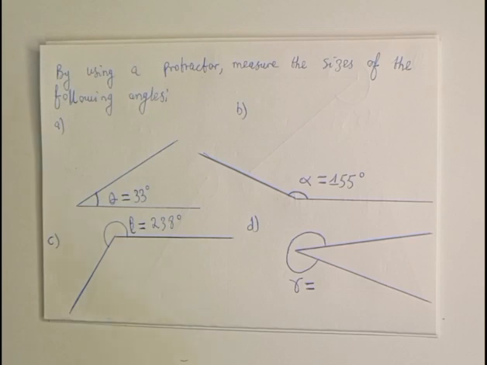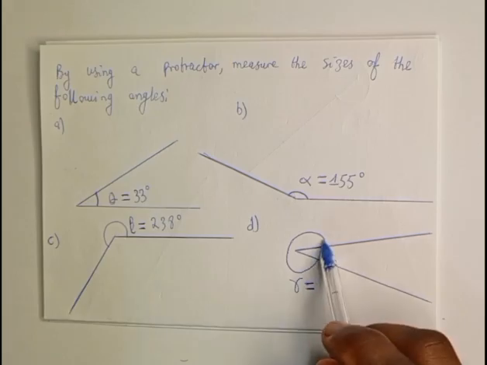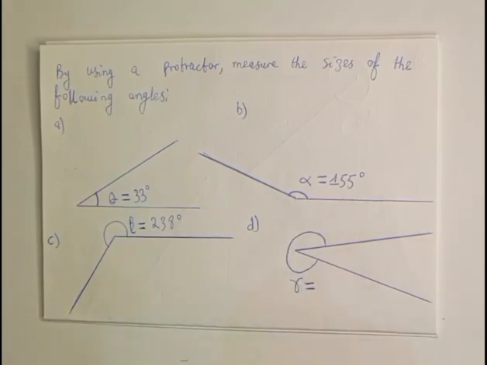Next, we move to D. For D, we are to measure the angle gamma. For D, we are going to apply the same approach as for C. You can see this is the angle gamma which we are to measure. First, we are going to start by measuring the angle in between the two arms, this acute angle.